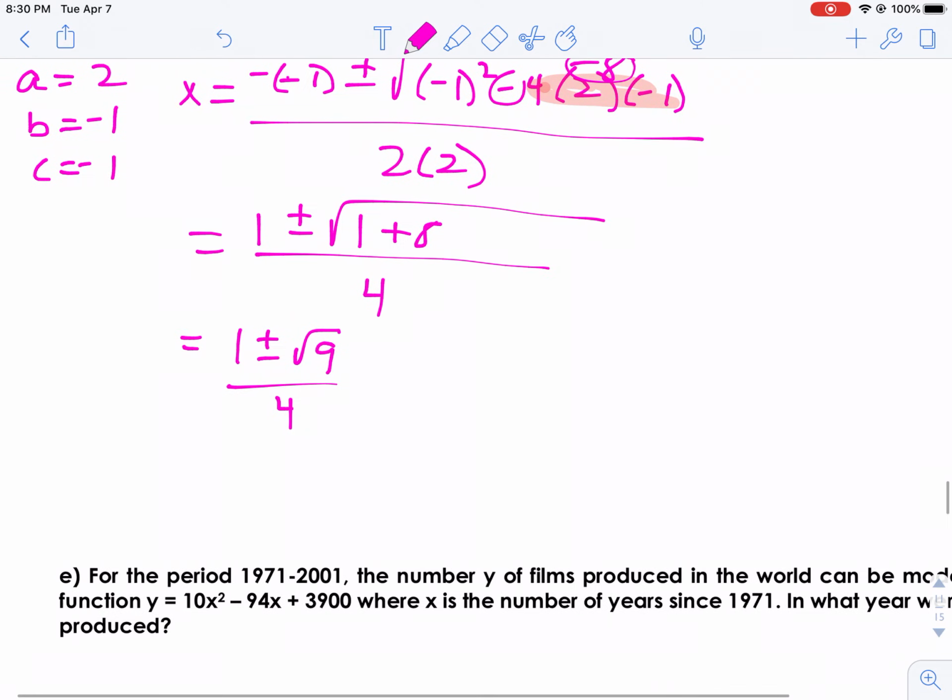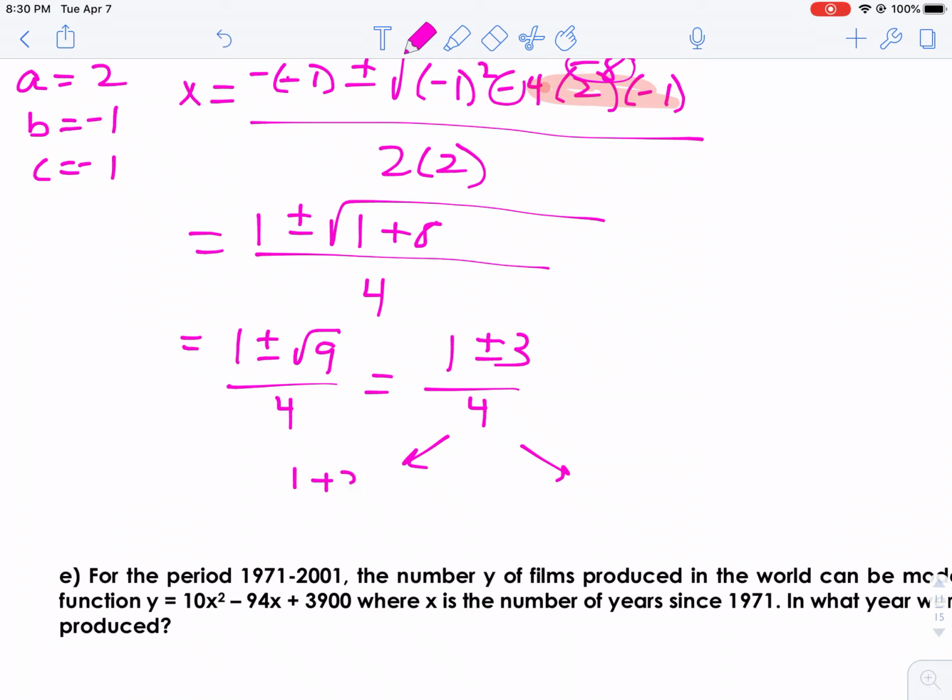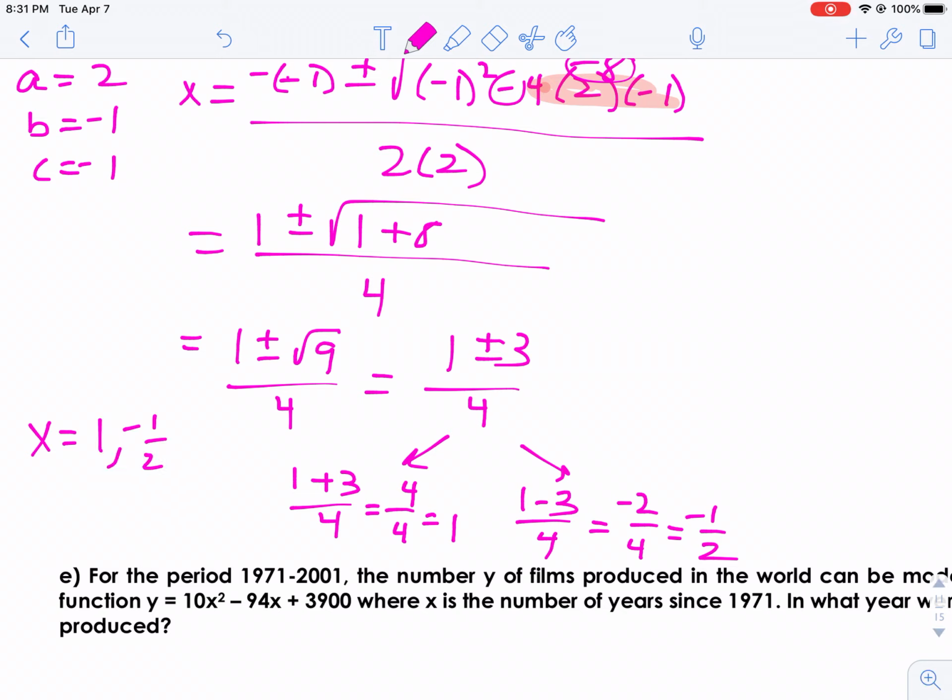Now what I want to point out in this one is this gives us two solutions, and we know what the square root of 9 is, so we can write this as 1 plus or minus 3 over 4. This gives us two answers, 1 plus 3 over 4 and 1 minus 3 over 4. So 1 plus 3 over 4, that'd be 4 over 4, which is 1. Here we would get negative 2 over 4, which is negative 1/2. So our two final answers for this would be 1 and negative 1/2.